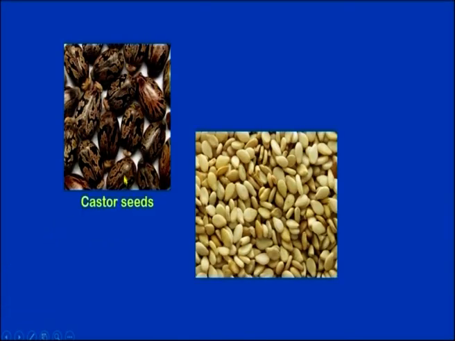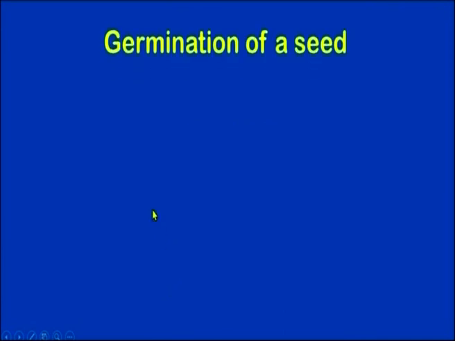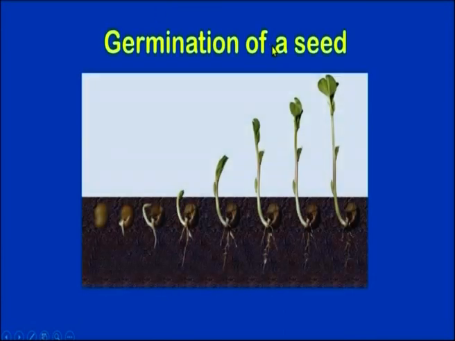See this, children? These are the castor seeds. The seed coat is very hard, children. And these are the sesame seeds, nuvulu. Because the seed coat is very hard for the castor, it will take a longer time for germination, and here they will germinate early as the seed coat is very soft. Got it, children? Yes.